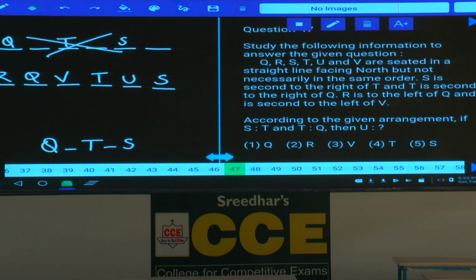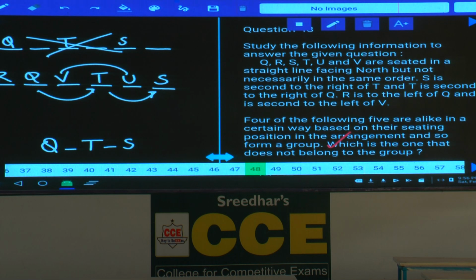Then 47. According to the given arrangement, what is the relation between S is to T here? S is seated second to the right of T, and T is to Q means T is seated second to the right of Q, and similarly U is seated second to the right of V, and choice 3 is the answer. Clear now? This is about question number 47, choice 3.